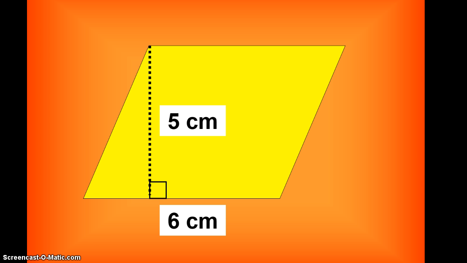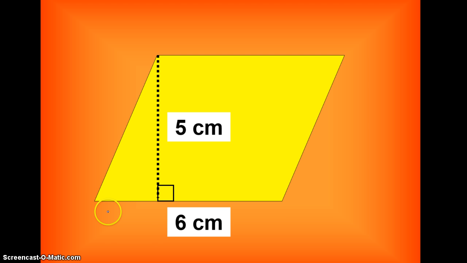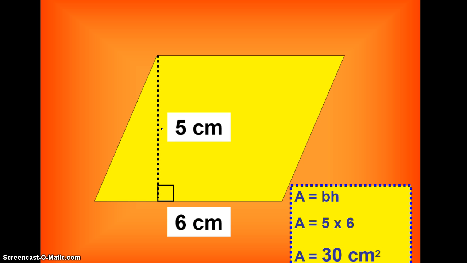All right, welcome back. So here's our parallelogram, here's our base, and 5 centimeters is our height. Plug those values into our formula. We get an area of 5 times 6, or 30 centimeters squared.